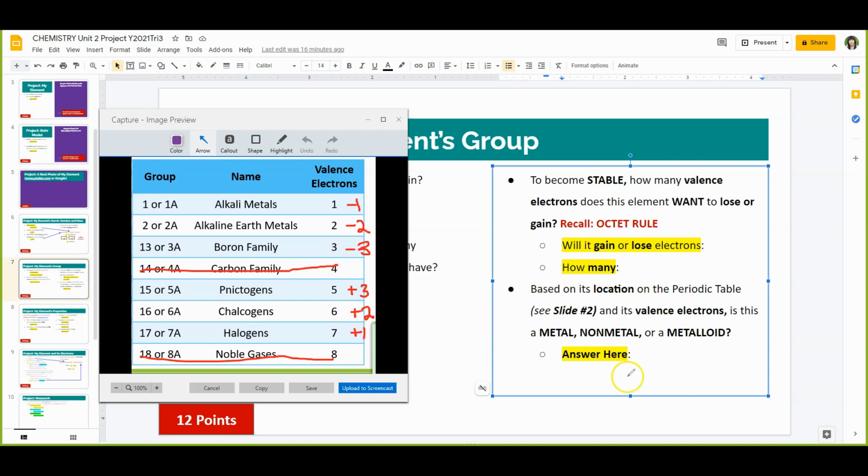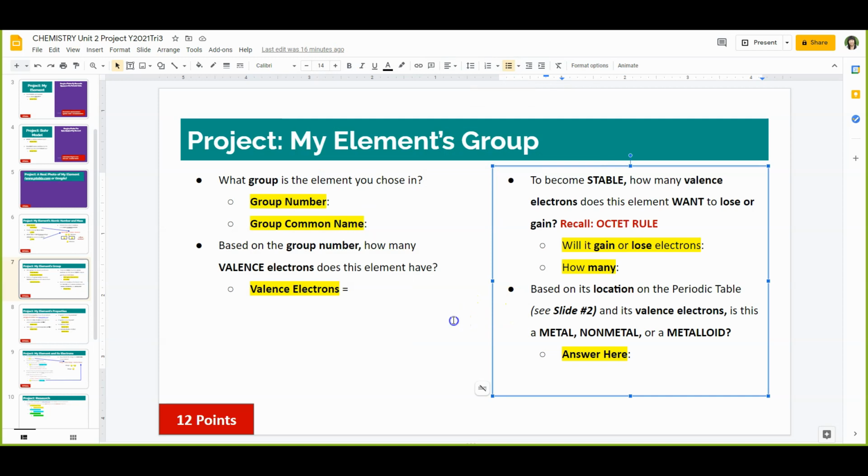Then based on its location on the periodic table and its valence electrons, is it a metal, nonmetal, or metalloid? So just so you know pretty easily that if you're in groups 1 or 2, you are definitely a metal. If you are in groups 16 or 17, you're usually a nonmetal. But these ones in between, the 13 and 15, you could be a metalloid. So it's really good to actually look at the ptable.com because that will help you figure this out the easiest.